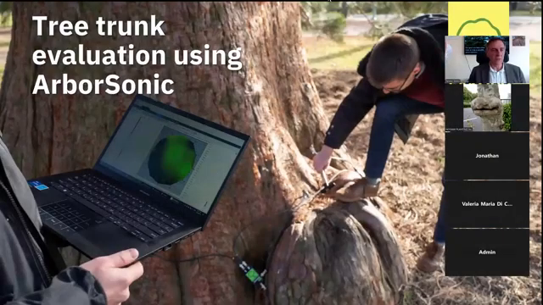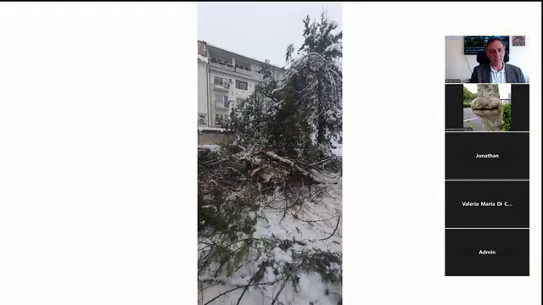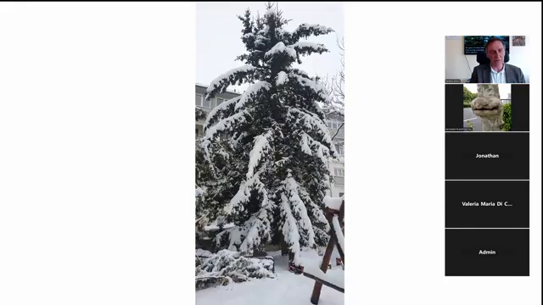So today's topic is acoustic tomography. Before starting, let me share with you some images taken this last weekend. We had unusual snowfall, 30 centimeters of snow fell, and some trees were damaged due to the heavy snow load.